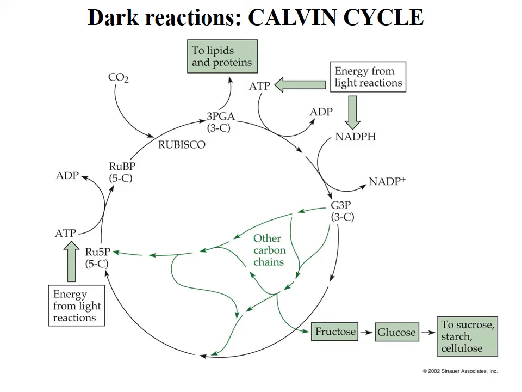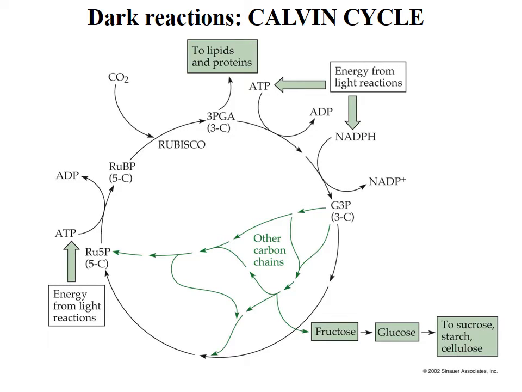So we're moving on now to the dark reactions of photosynthesis. So this is the Calvin cycle. This is the reaction that doesn't require any light in order to function, but it does require these high energy molecules, ATP and NADPH, that have been produced by the light reactions of photosynthesis. So they're the energy that drives this cyclic reaction.